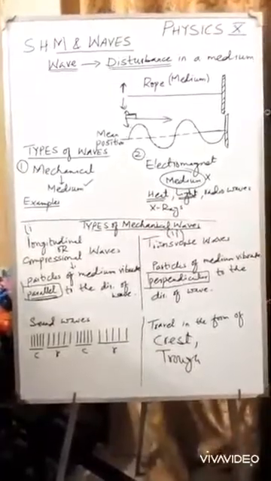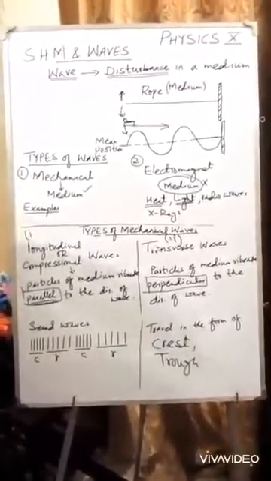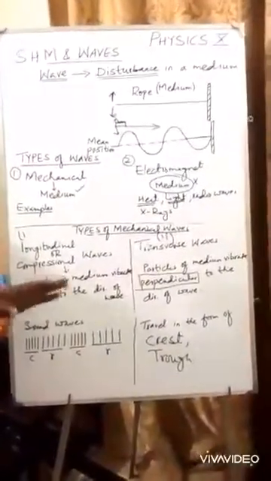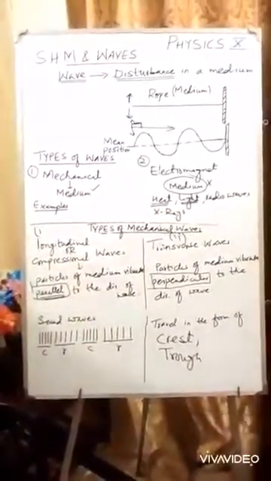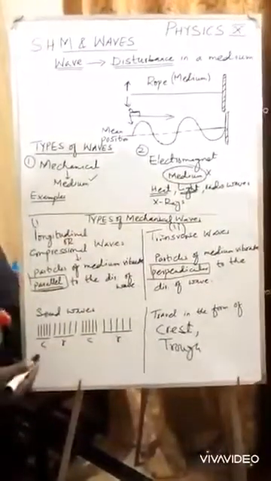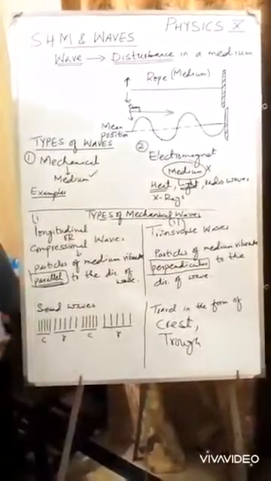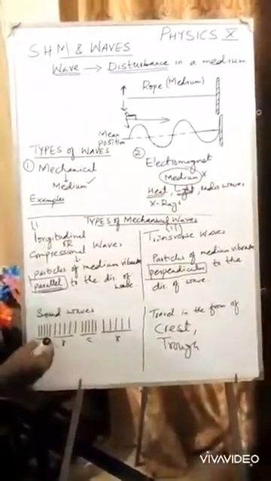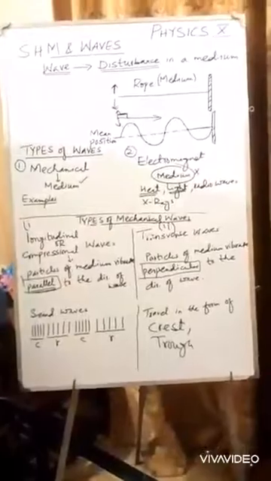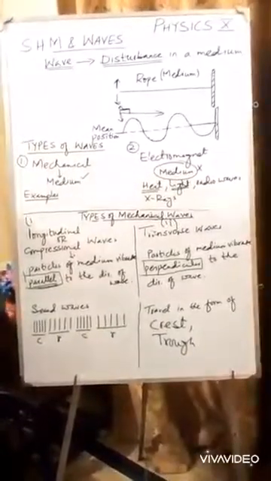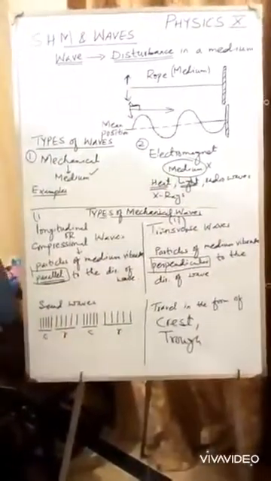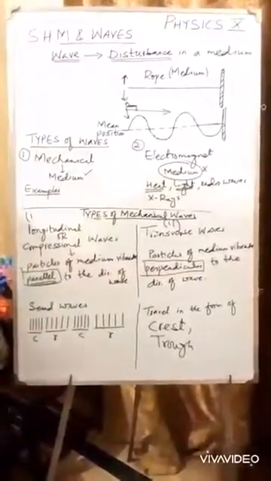So this is all about it. You have to write the definition, then give the example, and then tell that longitudinal waves travel in the form of compressions and rarefactions. In the end, compressions are the regions where particles of the medium are close together, are compressed, and rarefactions are the regions where particles of the medium are spaced apart.